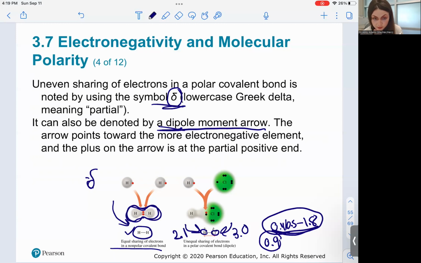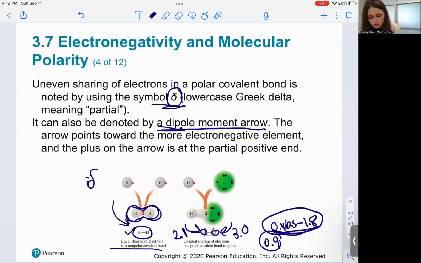So you can know that by looking at the electronegativity of these two atoms, or just knowing where those elements are located on the periodic table. How far away from each other are they, as an indication of polarity, because the table is a map of electronegativity and therefore polarity.